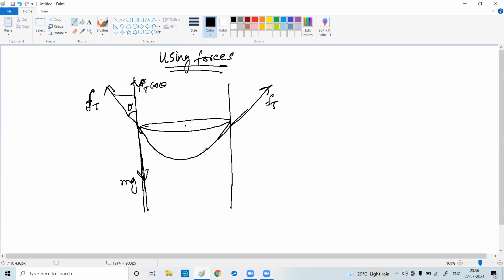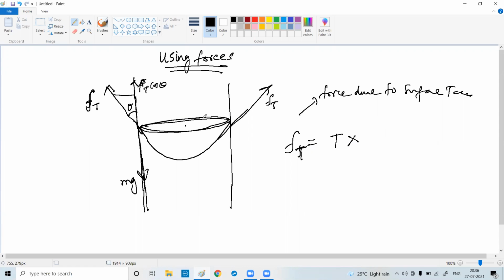Okay, so now what is FT? FT is the force due to surface tension. And how is it given? It is equal to surface tension, that is T, into the circumference. Why? Because surface tension always talks about the length.